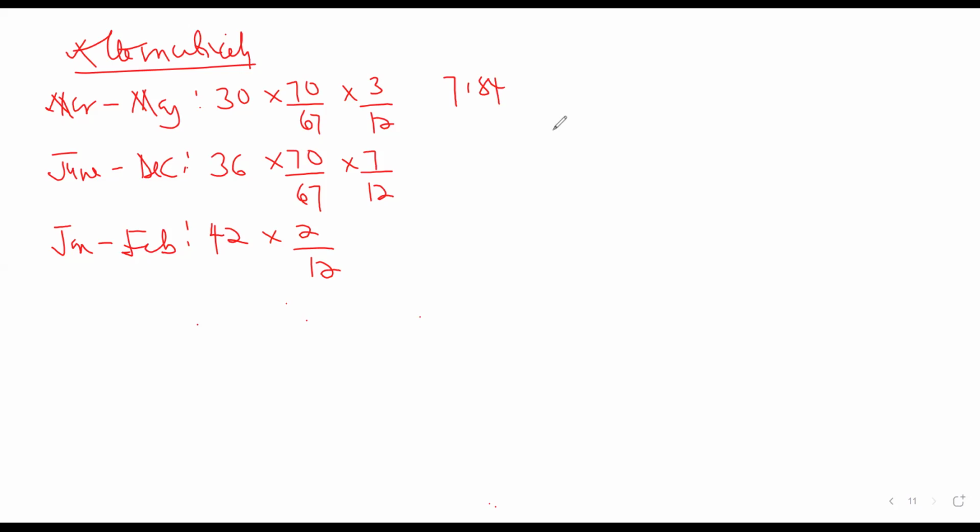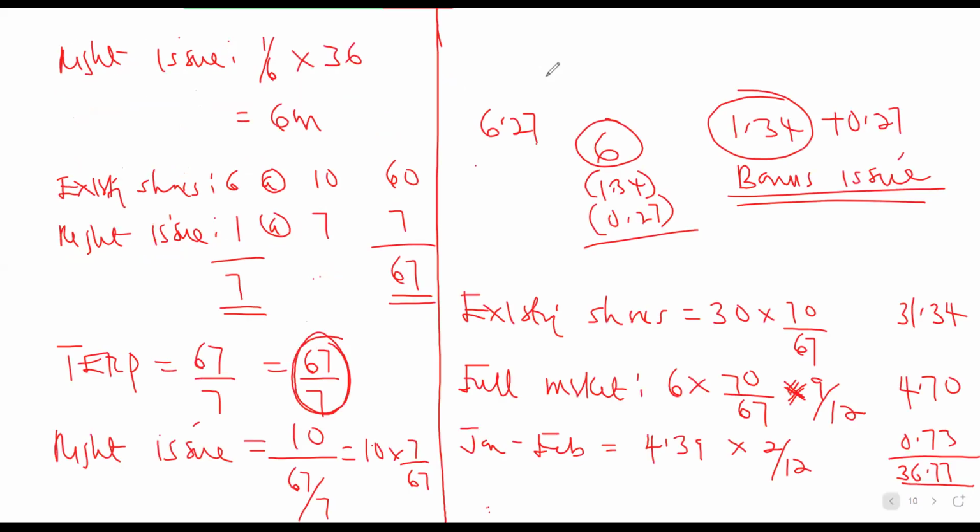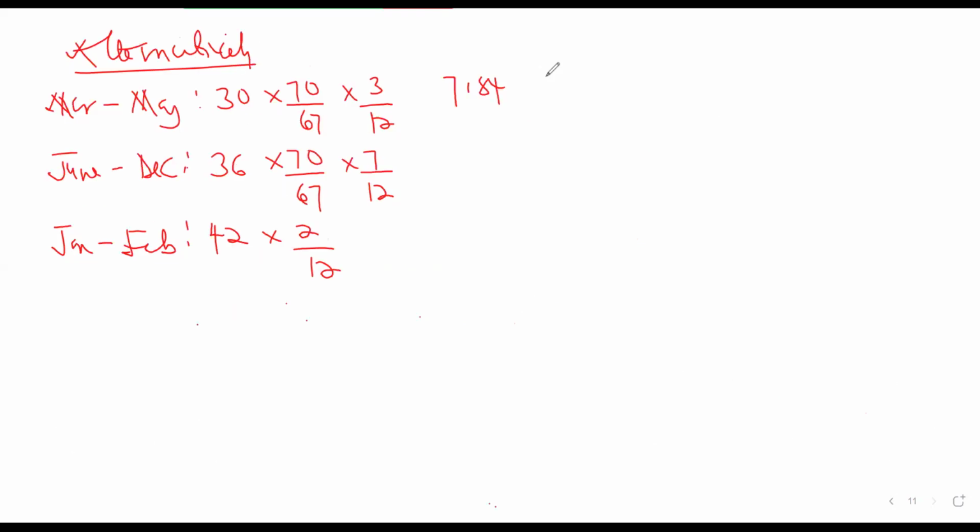Yeah, 7.84. Can you explain the origin of the 72? The 70/67 is just we are looking for the right issue fraction, which is the same as the market value divided by theoretical ex-rights price, which is 67/7. So this is the same as 67/7. So 10 multiplied by 7/67. So 70/67, which is the right issue fraction.